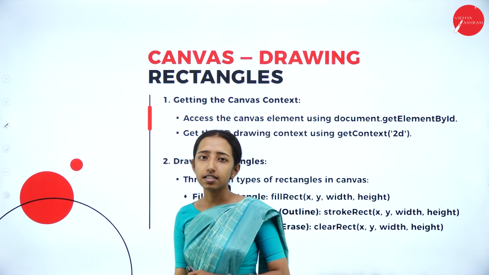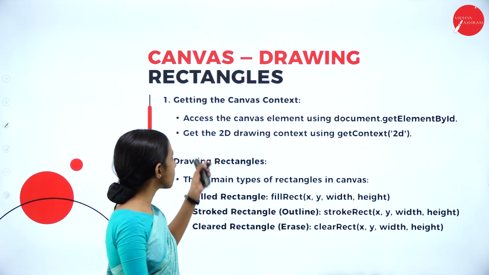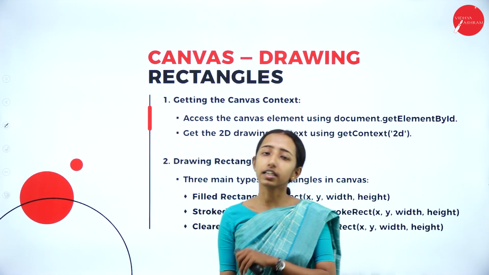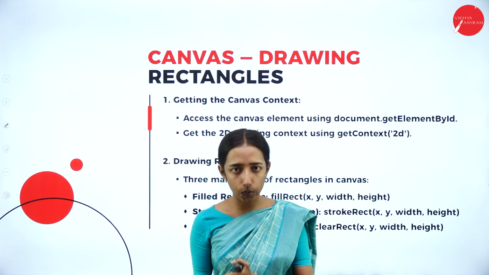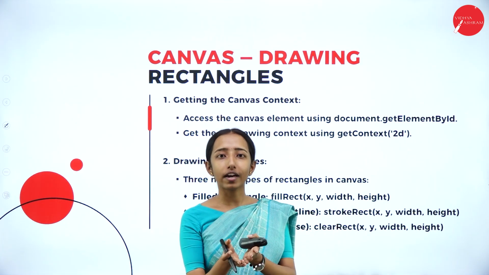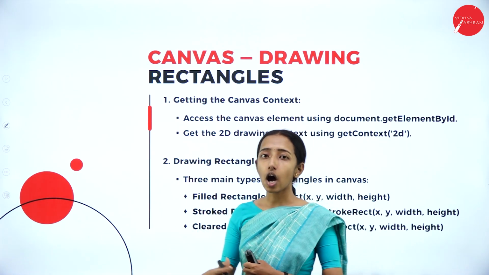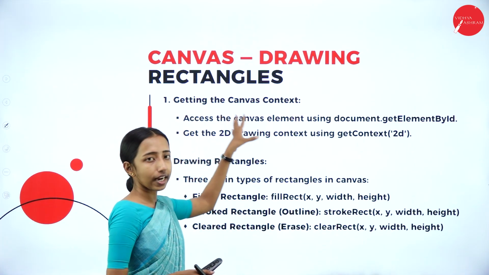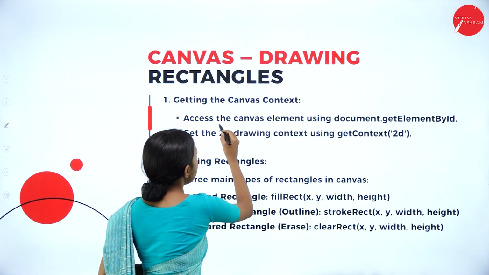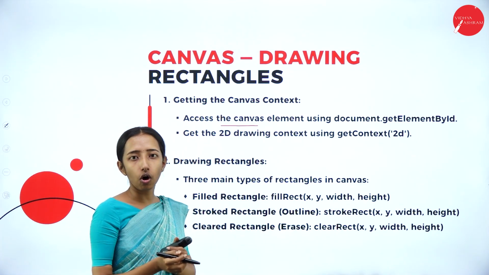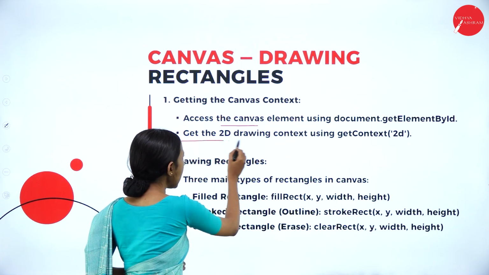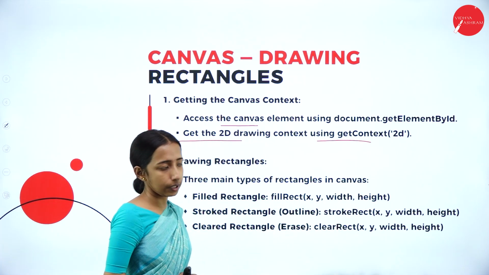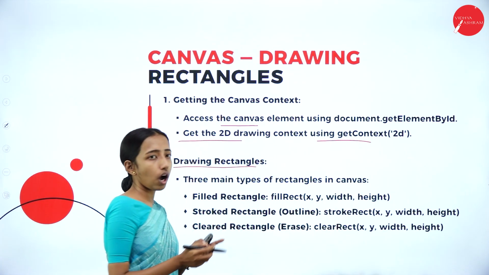Next, the first is how we can draw a rectangle using the canvas. Previously we learned how to draw a rectangle using HTML5 and SVG. What is SVG? That is Scalable Vector Graphics. Now you will be learning how to draw a rectangle using the canvas. The first thing is we have to get the canvas context. Here we access the element using document.getElementById. And for 2D drawing, the main thing is we will be using getContext('2d'). Next, we have to draw a rectangle.